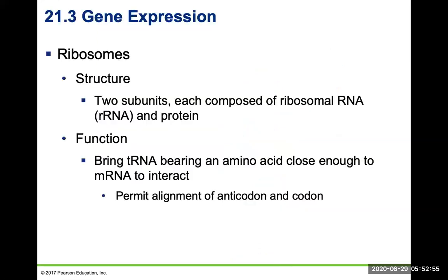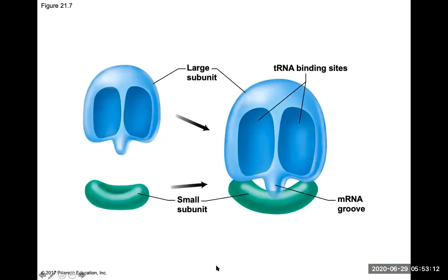A ribosome is a 2-subunit structure, each composed of an rRNA, ribosomal RNA, and their function is to bring a tRNA bearing an amino acid close enough for the mRNA to interact, and that permits alignment of an anticodon and codon. So these are the two subunits of the ribosome. You can see where the tRNA will bind and the mRNA groove that will come in and attach to the anticodon of the tRNA.